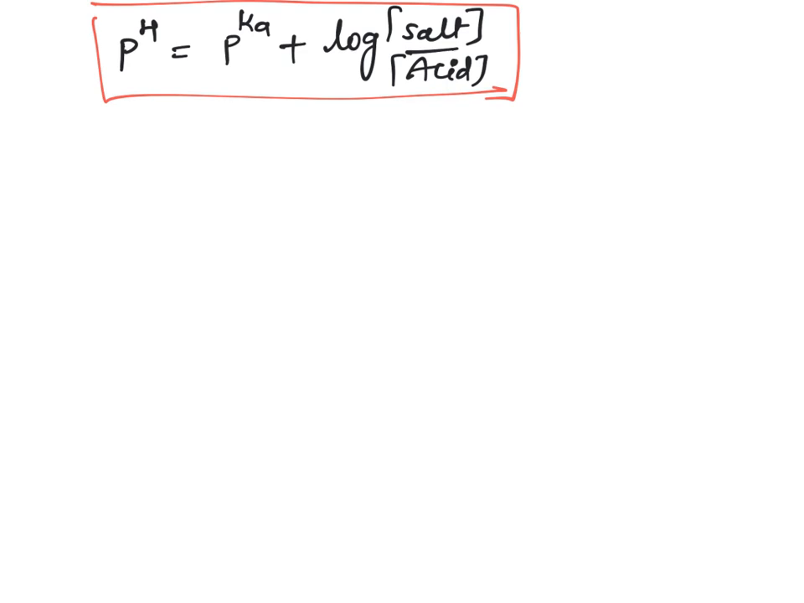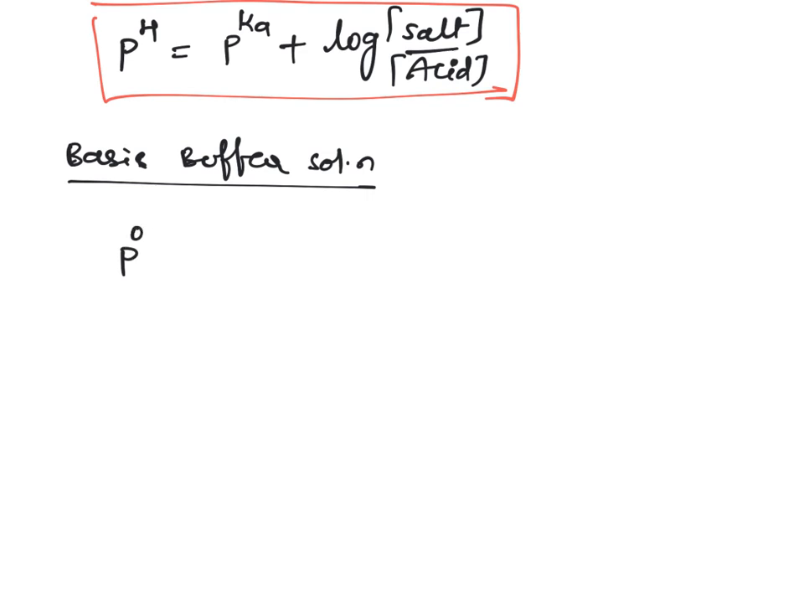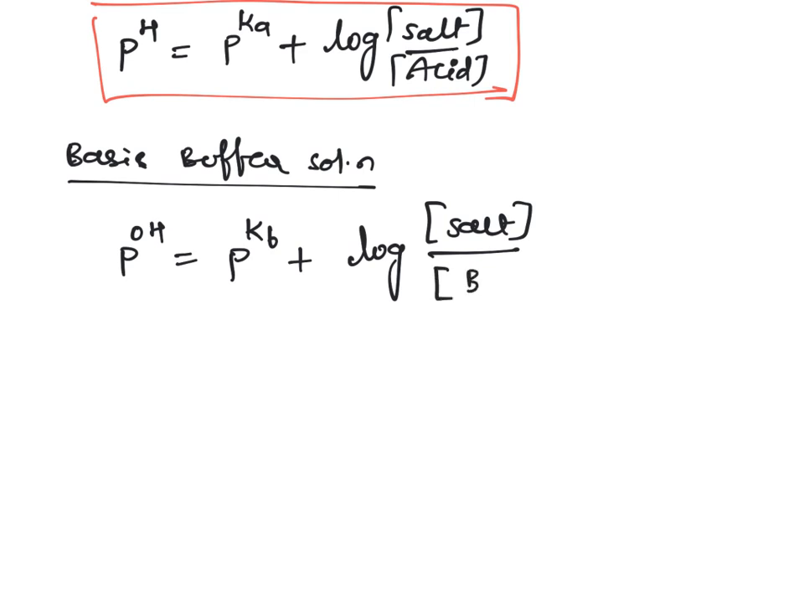Similarly, we can write the basic buffer. For the basic buffer solution, the expression is in terms of pOH. Instead of pH, we get pOH equal to pKb, the base dissociation constant instead of the acid dissociation constant, plus log of the concentration of the salt by, instead of acid, the base concentration. So this is for the basic buffer solution, and this is for the acidic buffer solution pH.